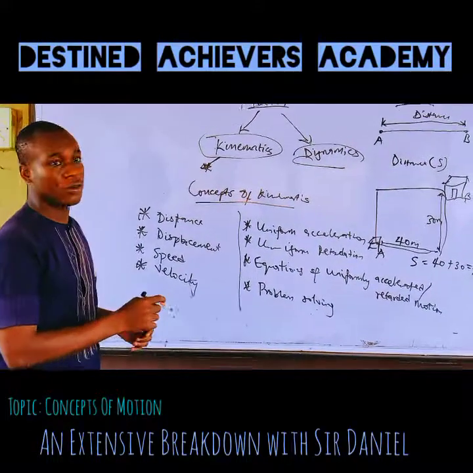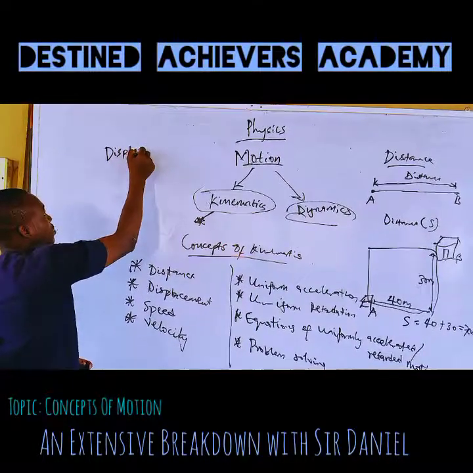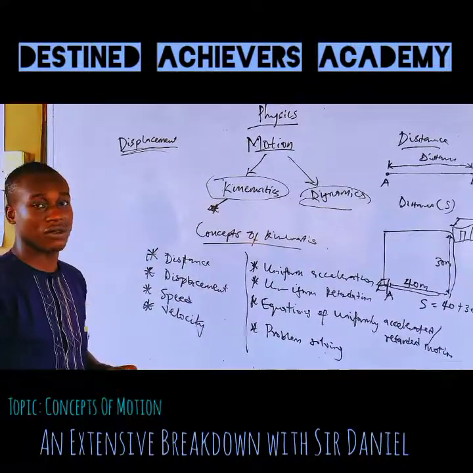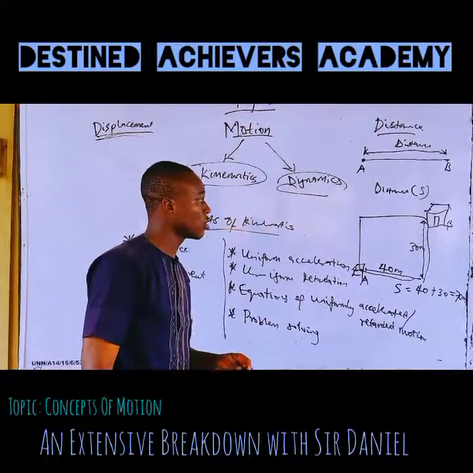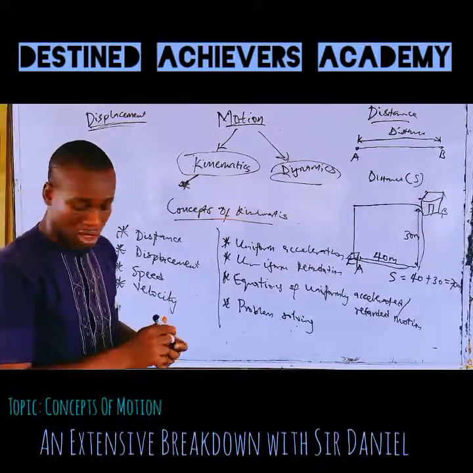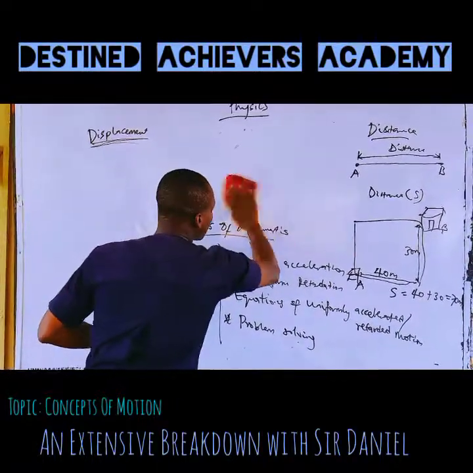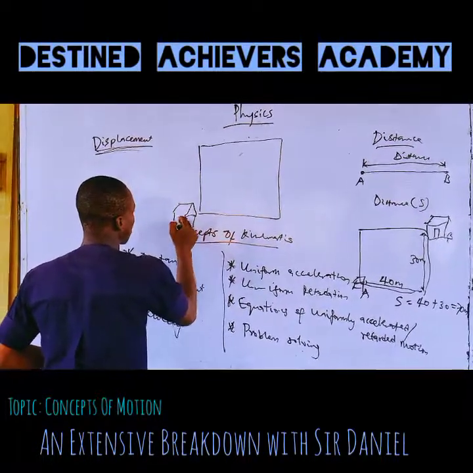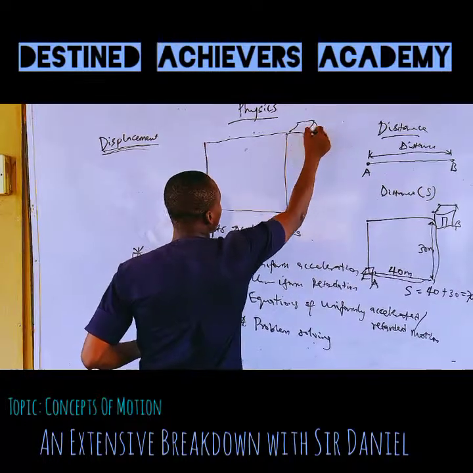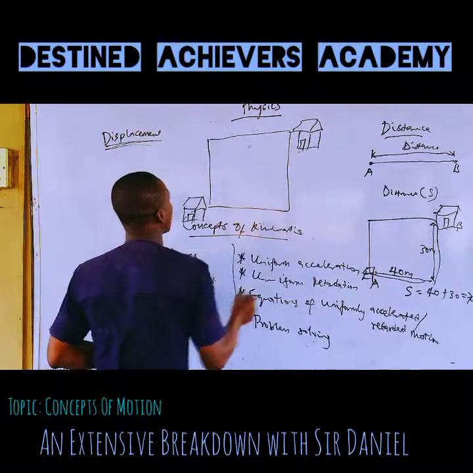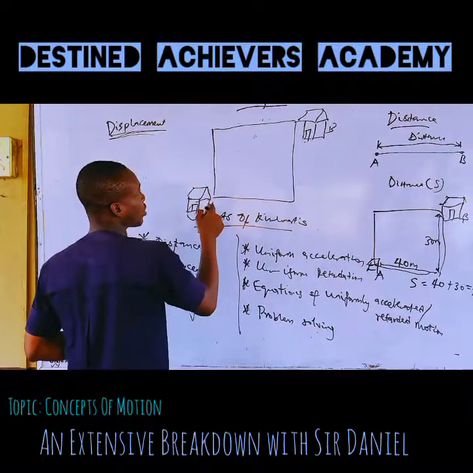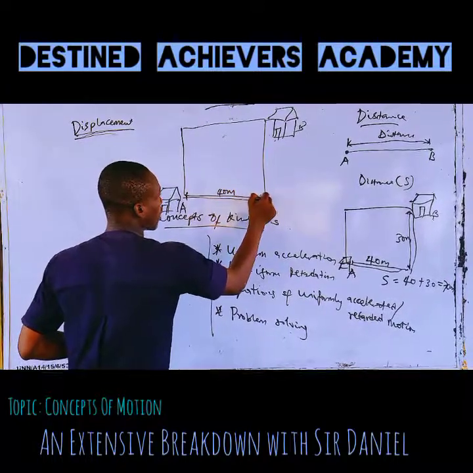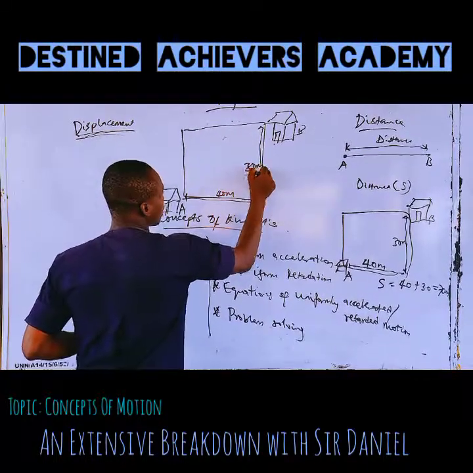But in the terms of displacement, which I told you is likely the same thing as distance, but there is a difference in the terms of direction. For instance, if you take a look at that also, this is your house, this is your friend's house, house A, house B. You want to travel from this point to that point, and from here to here is 40 meters. From here to here is 30 meters.